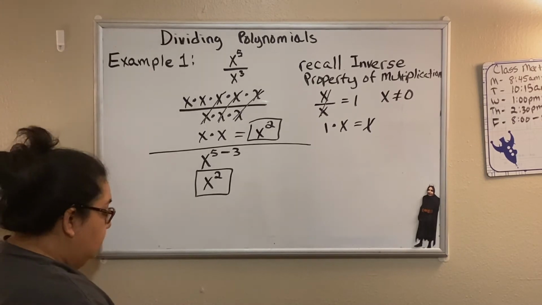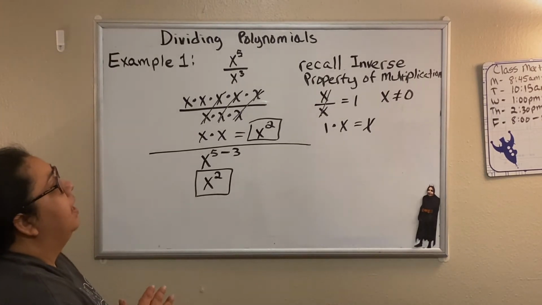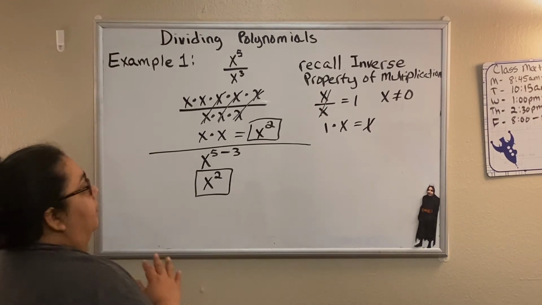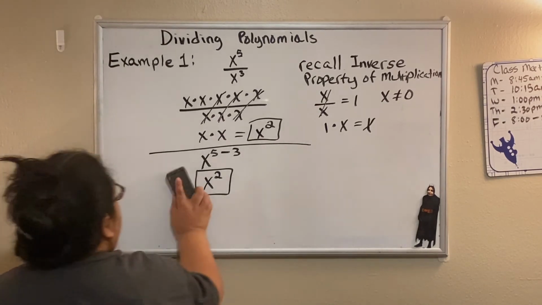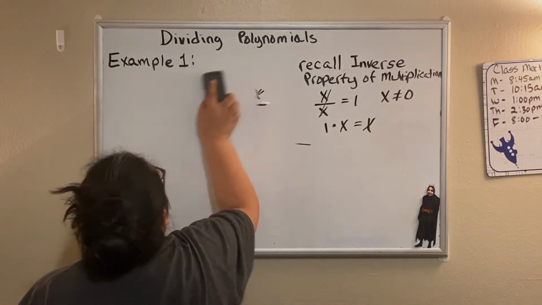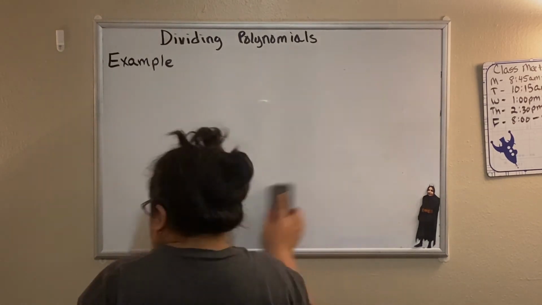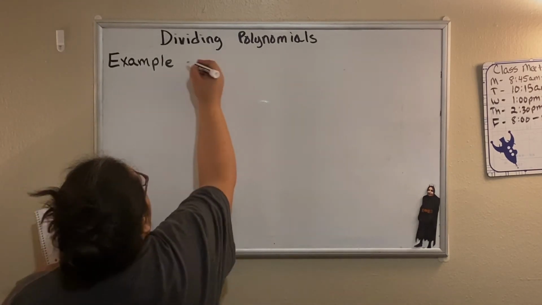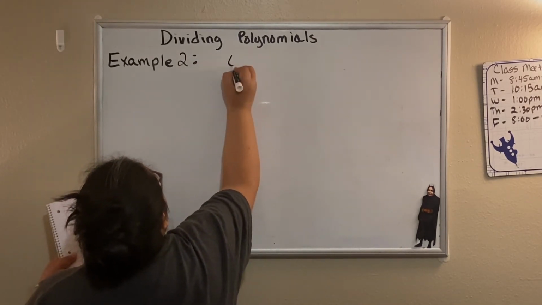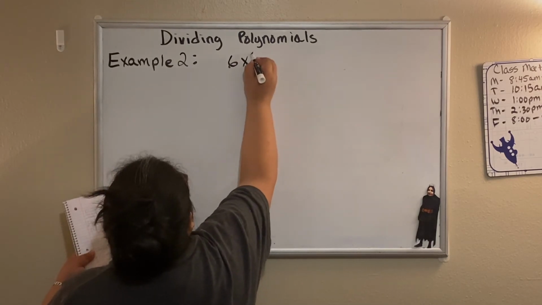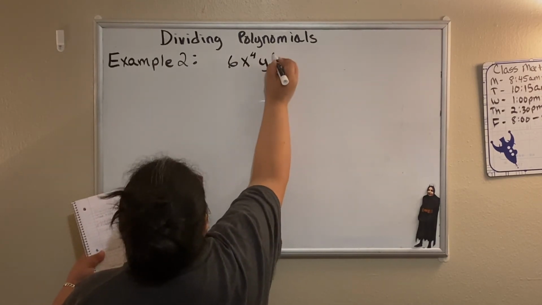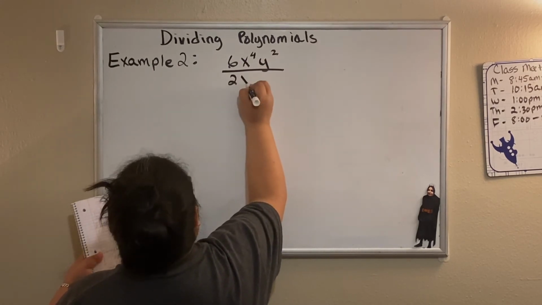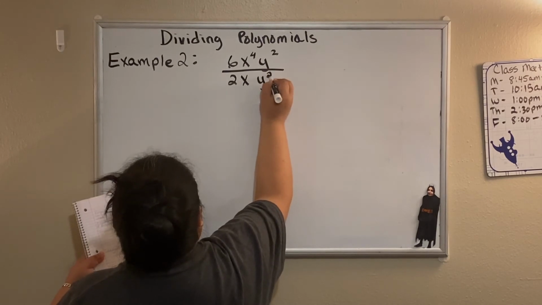So let's move on to example 2. Feel free to pause at this moment so that you can write down any notes. We're going to make it just a little more difficult. Example 2 is 6x to the fourth, y to the second, and we're going to divide that by 2x y to the second.